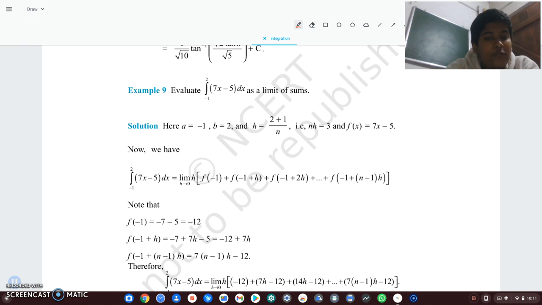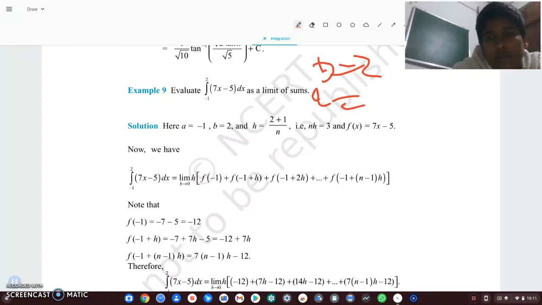So we have to first think about what we are doing and what we have to do. What we have to do is the limit of sums. So it is about limits, as we have done in the previous class. Now we are here in the topic. In integration it is always from a to b. So here a is minus 1 and b is 2. Now the question is asking how we can express this as the limit of sums.